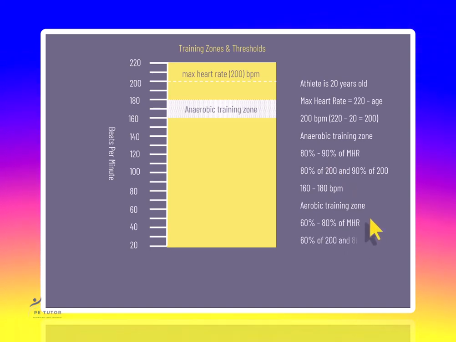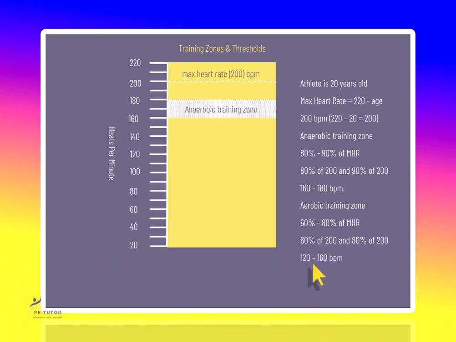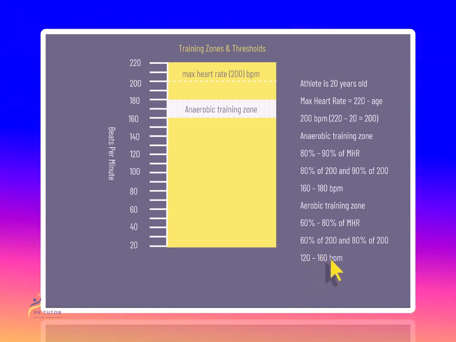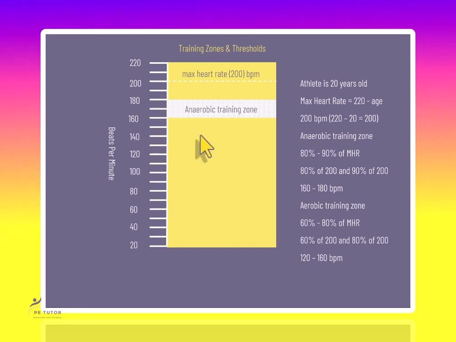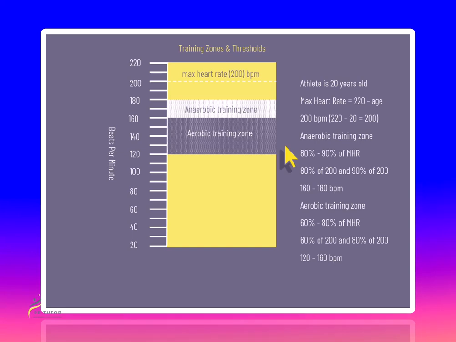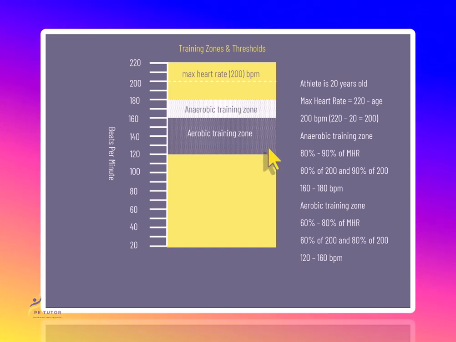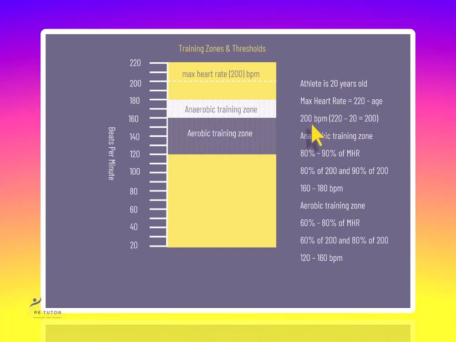Again, a little bit of maths, 60% of 200, 80% of 200. I've done that for you as well. So that's 120, between 120 and 160 beats per minute. So that's 120 and 160 beats per minute. So somewhere here we should have, there we go, the aerobic training zone. That's great. So now we know what the training zones are for this athlete who is 20 years old and his maximum heart rate is 200 beats per minute.